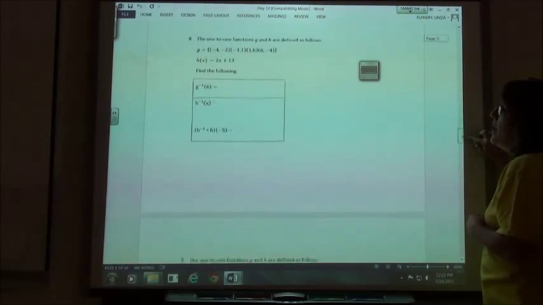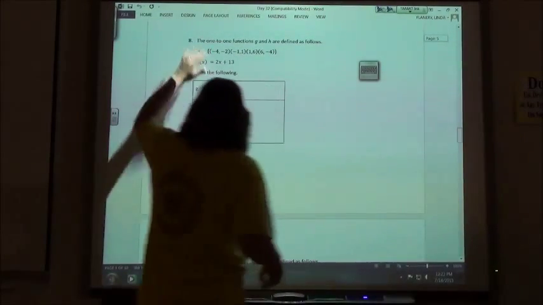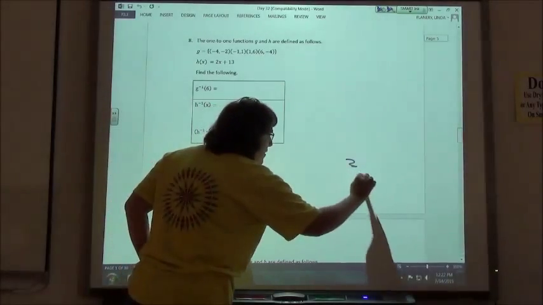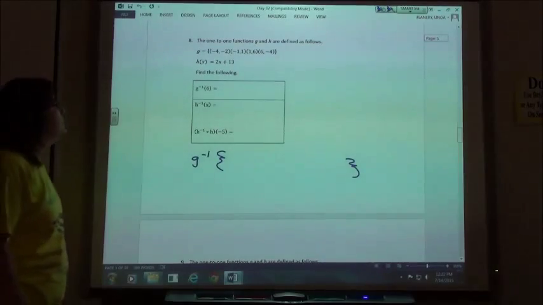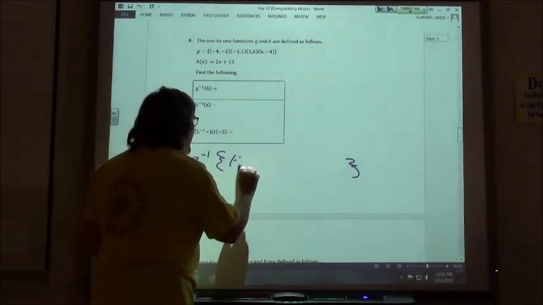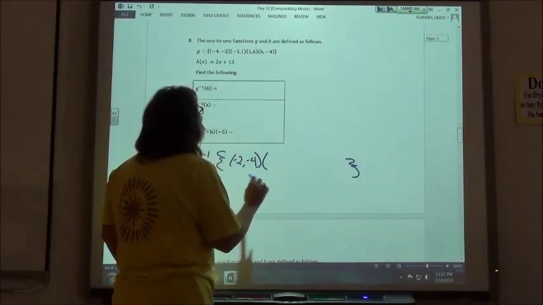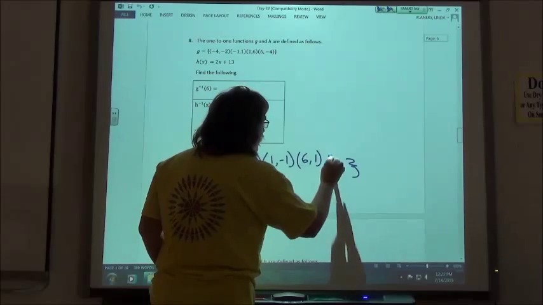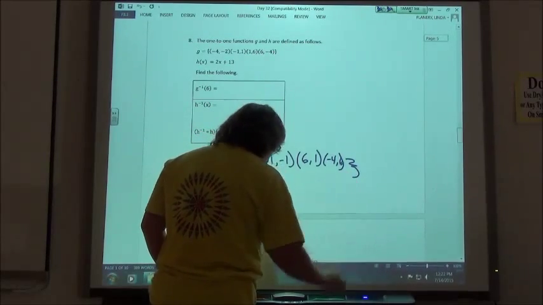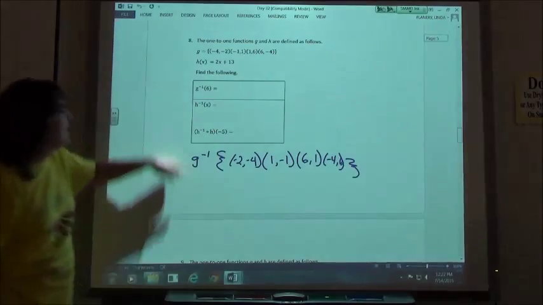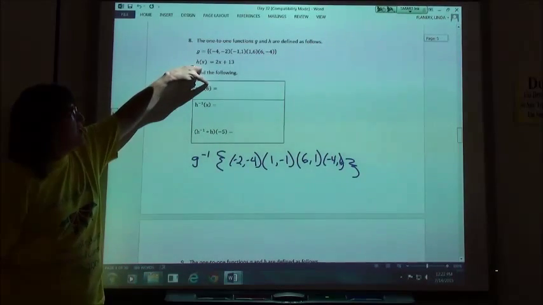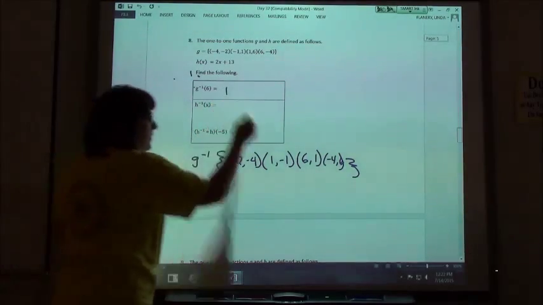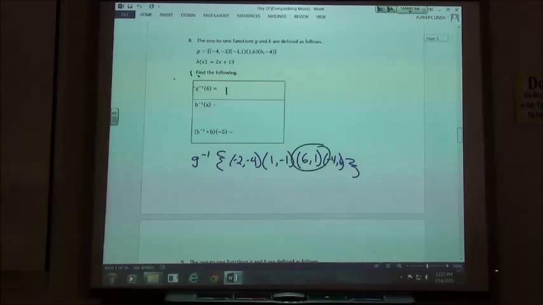Let's see, number 8 then. So number 8, if I'm first of all going to do my inverse function, my new set of ordered pairs would be what? (-2, -4), (1, -1), (6, 1), (-4, 6). So it's saying, in my inverse function, if I have an x value of 6, what's my corresponding y value? 1. There would be my point that has an x value of 6. Corresponding y value is 1.